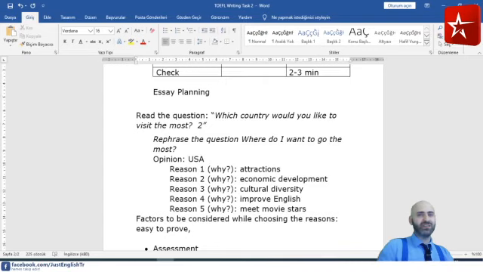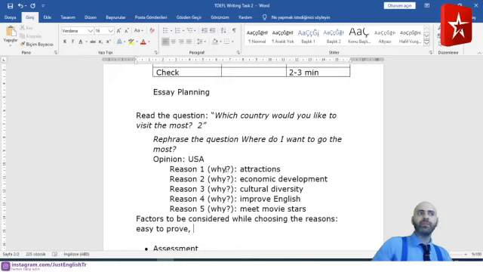For example, if I write, I want to visit USA because of beautiful girls, this will not be very easy to prove. There are a lot of other countries where you can do this. You don't need to go to USA, maybe, okay? Or if I write, I want to visit USA because my uncle lives there, maybe my uncle will live in a different country next year. So still, it's not so easy to prove.